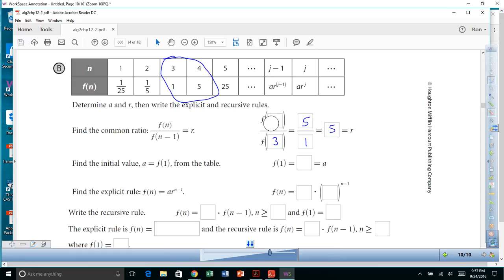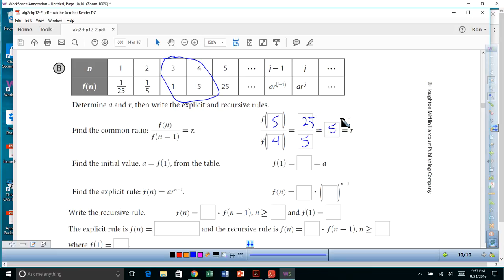We'll do f of 5 equals 25, and then f of 4 equals 5. Well, 25 divided by 5 is 5. So, like I said, it doesn't matter which one. I just chose those two because it was kind of convenient.